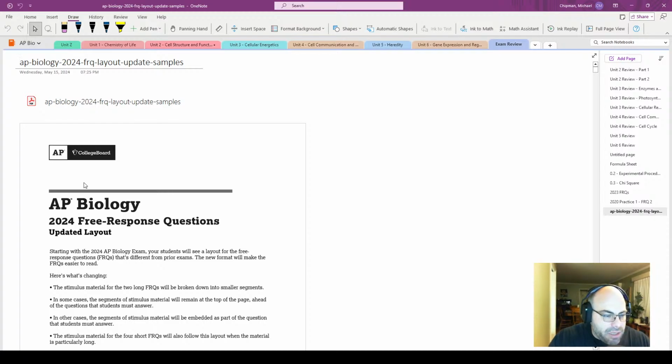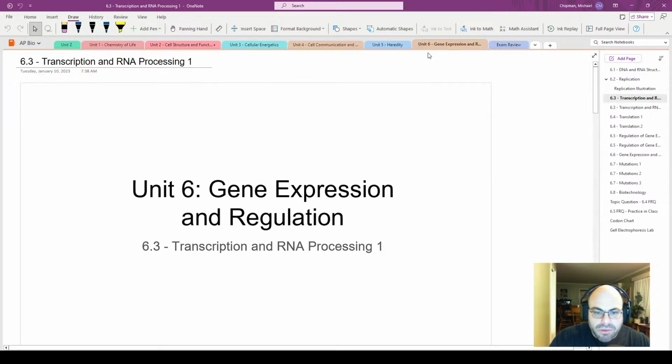What's up, Boxer Dog? Thanks for joining. Can I go over transcription, translation? Man, I would love to. And go over water potential? Yeah, I can do that too. Let's do it. All right, so transcription, translation.